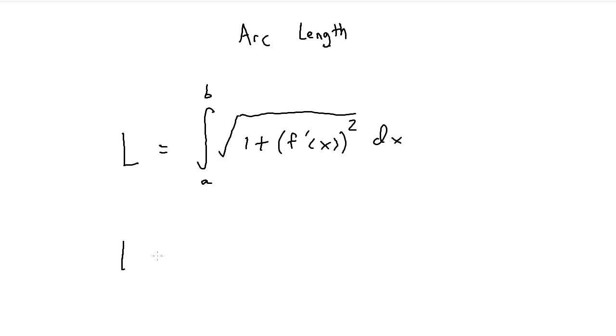Now if you're using y coordinates and putting everything in terms of y, you just need to switch the variable. So we're still going from a to b, the square root of 1 plus f prime of y squared dy.